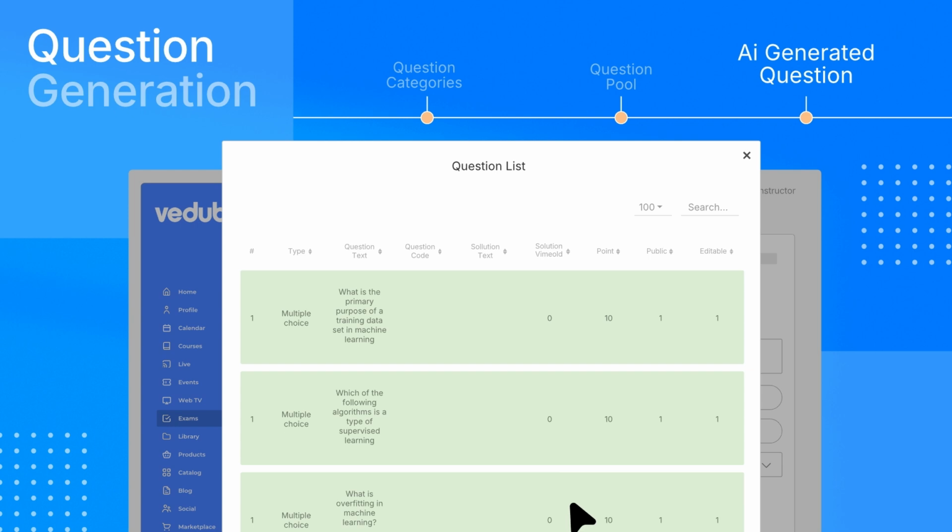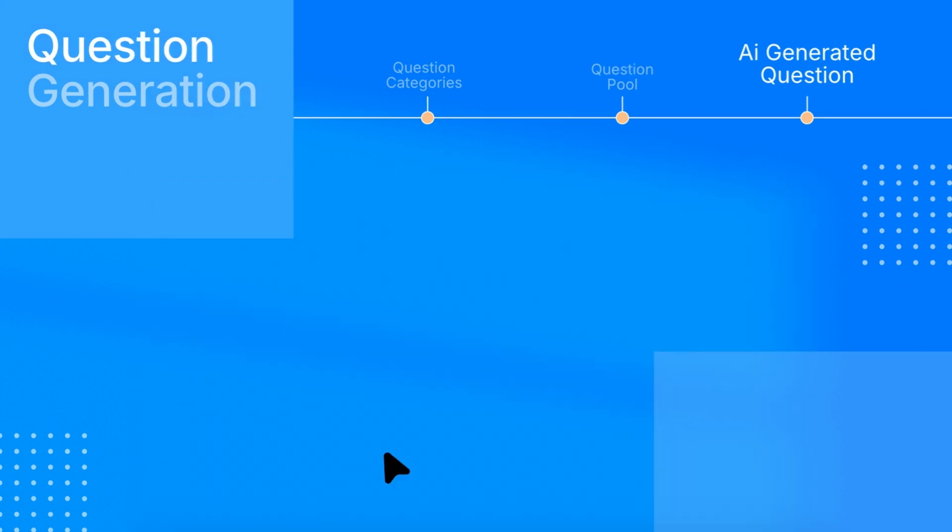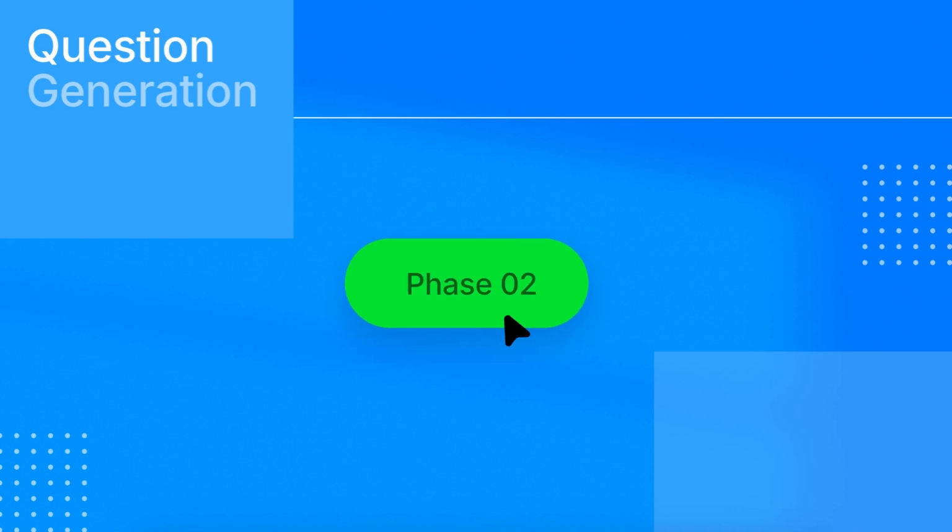Your questions will be generated instantly, and you can use them to build tests or add them straight into your courses. Finally, we've finished Phase 1, where we covered question generation. Now let's move on to Phase 2, where we'll focus on tests and exams.